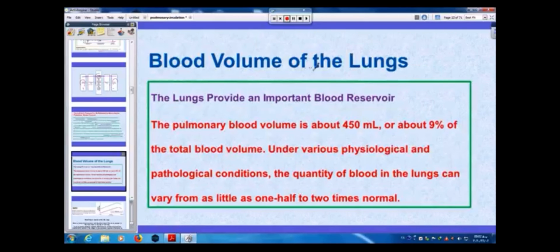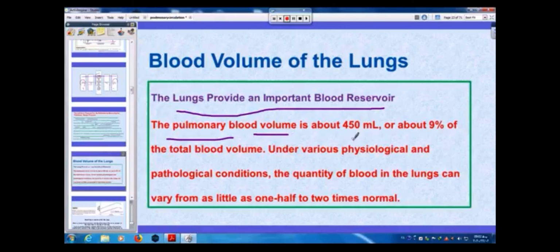The blood volume of the lungs provides an important blood reservoir. The pulmonary blood volume is about 450 milliliters, or about 90% of the total blood volume. Under various physiological and pathophysiological conditions, the quantity of blood in the lungs can vary from as little as half to 2 times normal.